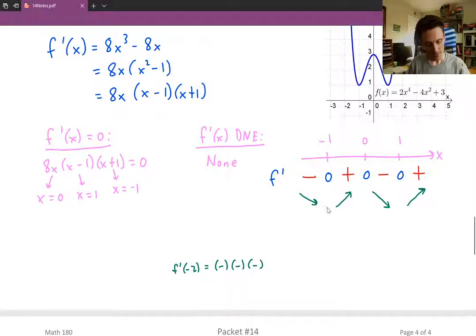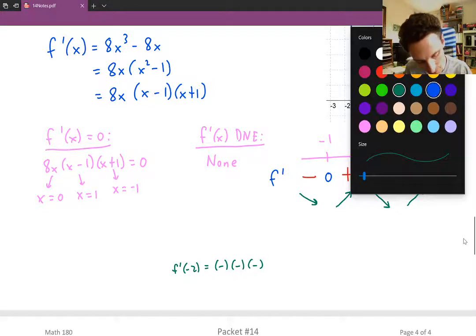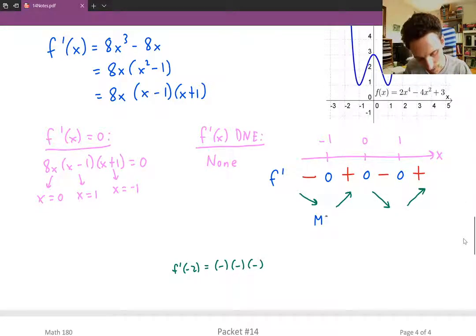Here, the graph is going down and then up, so we have a min happening at x equals -1. Let me write that down. Min at -1. Now it did ask for the points on the graph, so here the x coordinate is -1. To get the y coordinate, you would just plug -1 into the function, and it turns out you'll get 1.